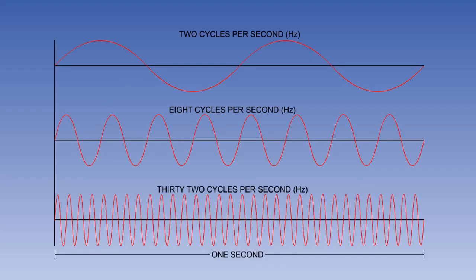The number of cycles occurring in each second is the frequency of an alternating current. The unit of frequency is the hertz. 1 cycle per second is equal to 1 Hz. Aircraft constant frequency AC supply systems usually have a frequency of 400 Hz.